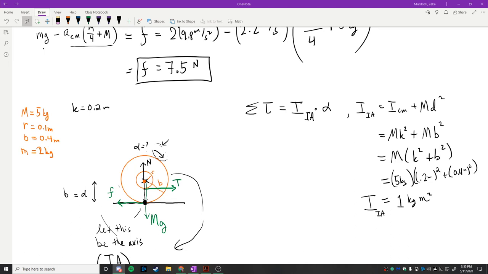All right, but you guys see what I mean? From this perspective, it's clear which way it's going to roll, because the friction force doesn't exert any torque about that point, right? So our entire torque now is just going to be the tension T times whatever the distance between these two points is, right? And in this case, I think that's B minus R.